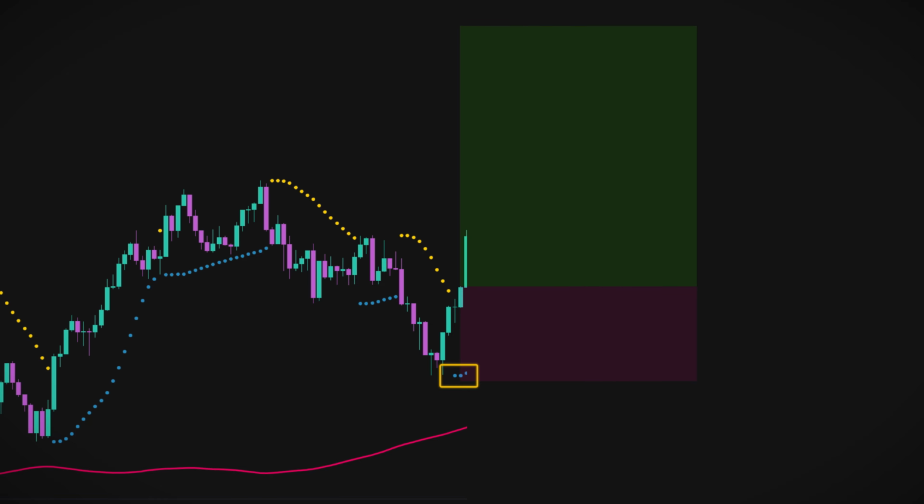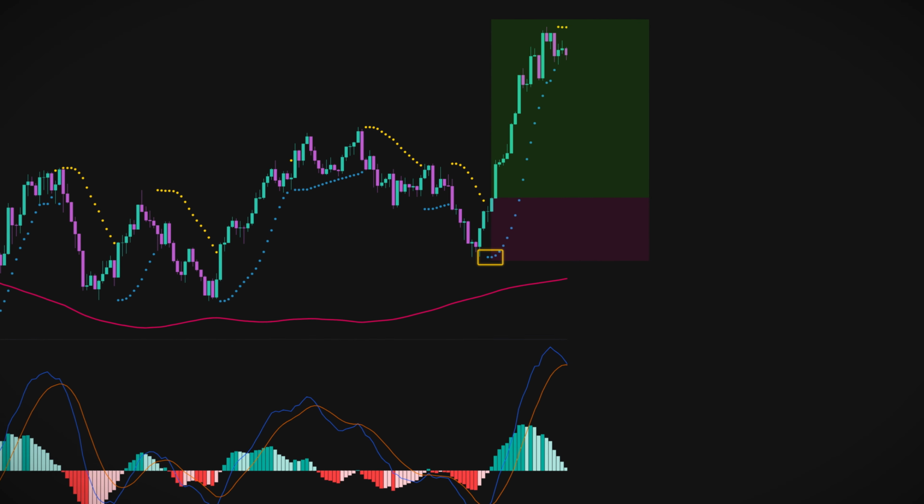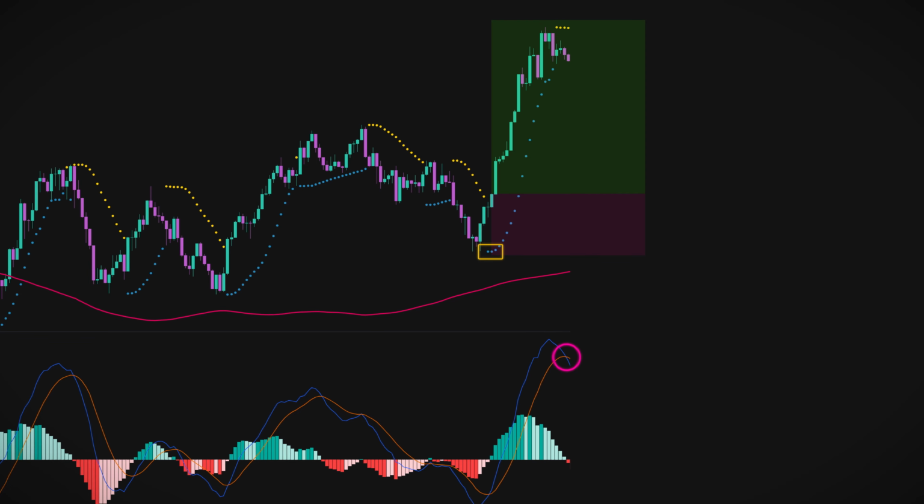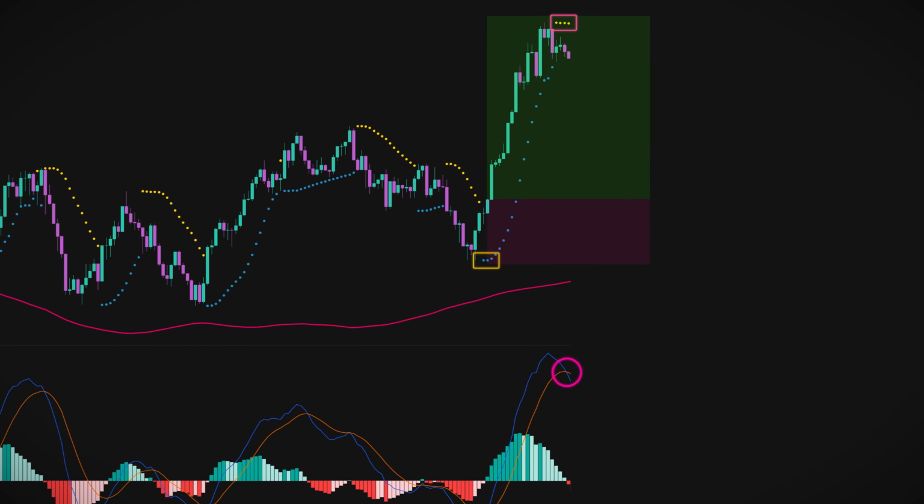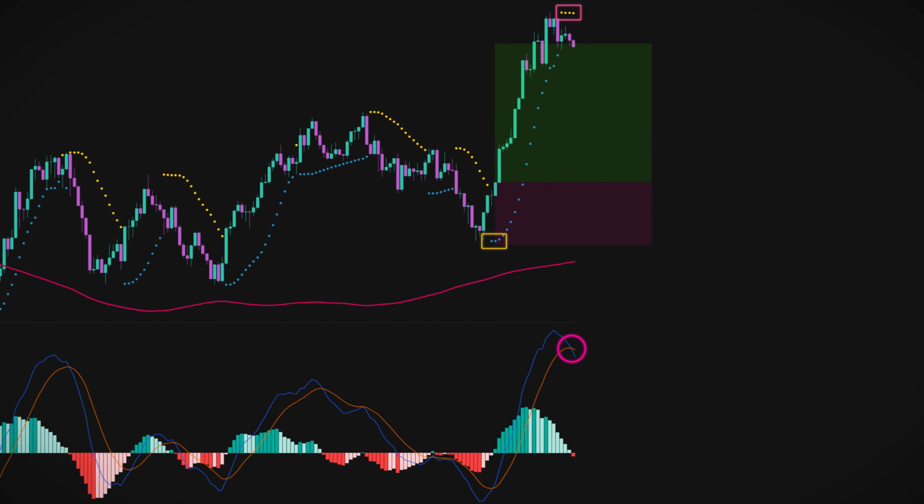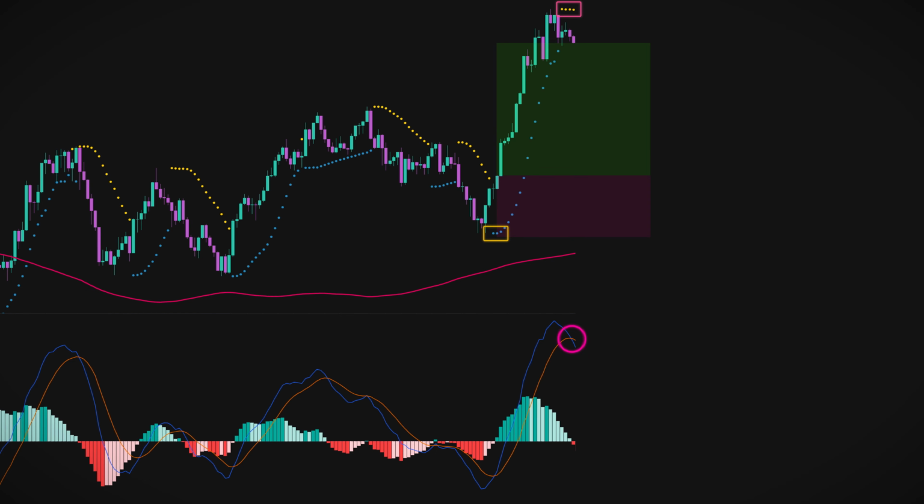Once you've entered the trade, it's crucial to monitor it closely. If the MACD line crosses back below the signal line, or if the parabolic SAR dots flip above the candles, that's our signal to exit. However, if the conditions remain the same and the trend is still strong, we let the trade play out and wait for our take profit to hit.